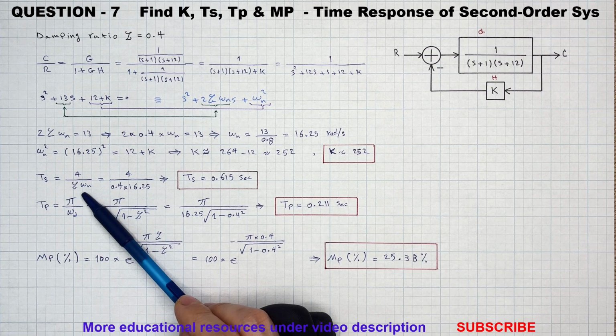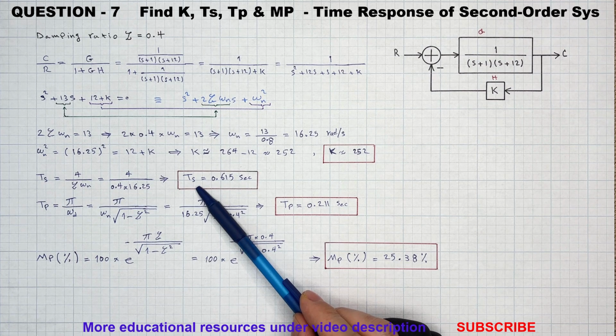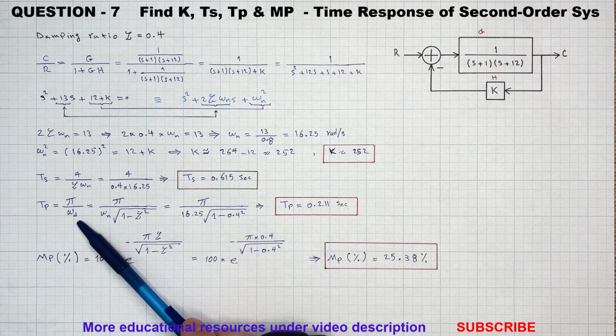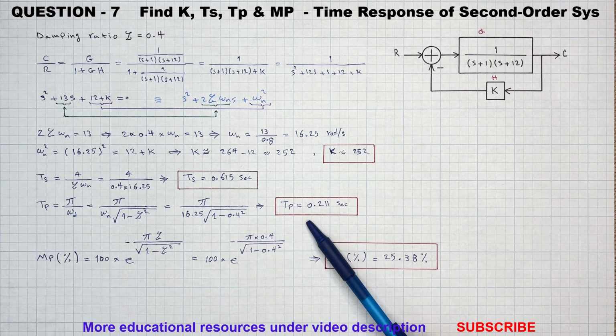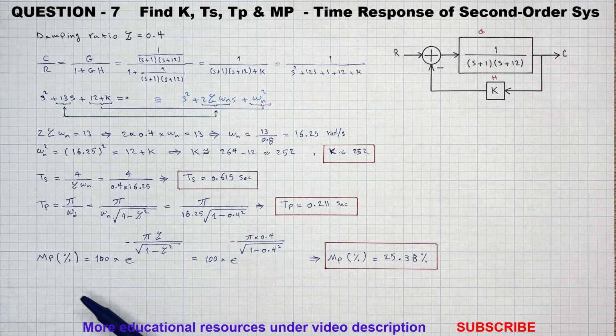For a 2% tolerance band settling time, we use Ts equals 4 divided by zeta omega n. By substituting values in, we get settling time as 0.615 seconds. To calculate peak time Tp, we use pi divided by omega d, and by substituting the values, we obtain Tp as 0.211 seconds. And finally, for the maximum overshoot in percentage, we use this formula, which results in Mp approximately 25.38%.